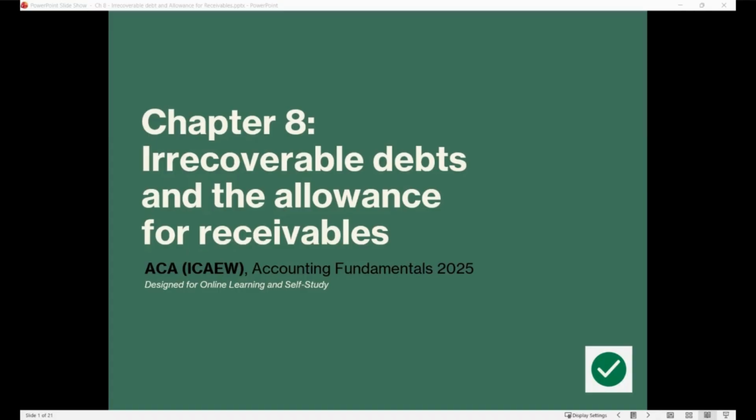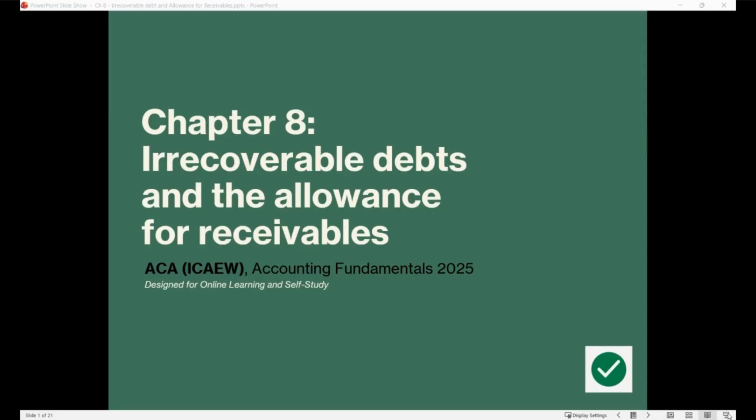With that in mind, let's dive into Chapter 8 of the Accounting Fundamentals course. In this chapter, we're going to explore two major topics: irrecoverable debt expense, also known as a write-off of bad debt, and allowances for receivables. These two areas are commonly tested in the exam and often appear as adjustment requirements in long-form questions.